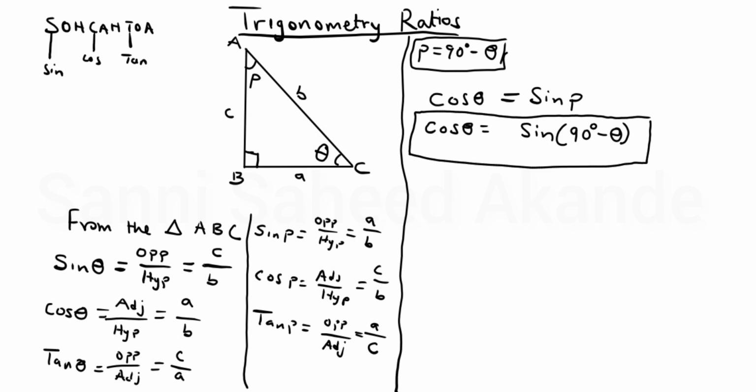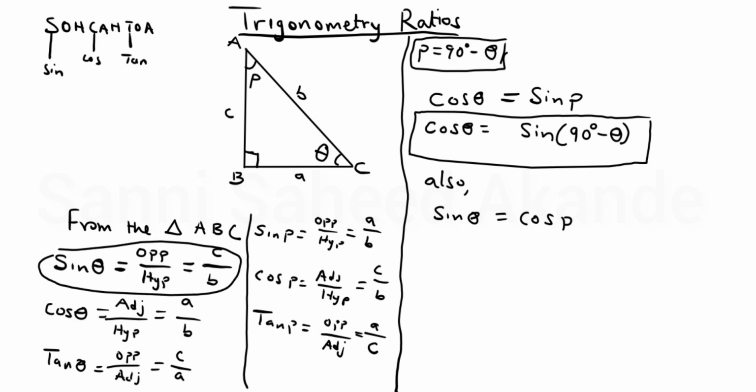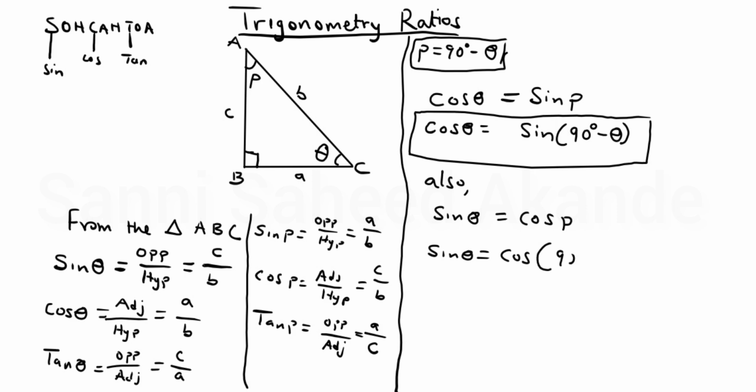Okay, if you go back to all our trigonometric ratios, you will also notice that sine theta is equal to cos p. Let me trace that with you. You see this sine theta, c over b, is equal to cos p, which is also c over b. Understood? So you can just say sine theta is equal to cos p, and our p, like we have said, is 90 degrees minus theta. And this is the second formula we also need to take note of.